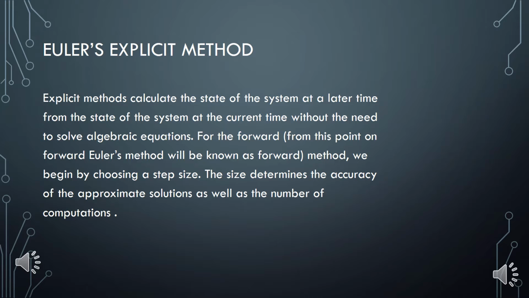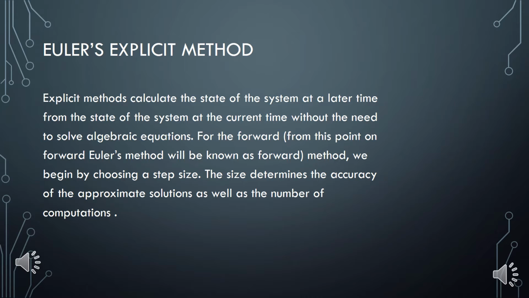Now we're going to talk about Euler's explicit method. Explicit methods calculate the state of the system at a later time from the state of the system at the current time, without the need to solve algebraic equations. For the forward method, from this point on, Euler's method will be known as forward. We begin by choosing a step size. The step size determines the accuracy of the approximate solution as well as the number of computations.